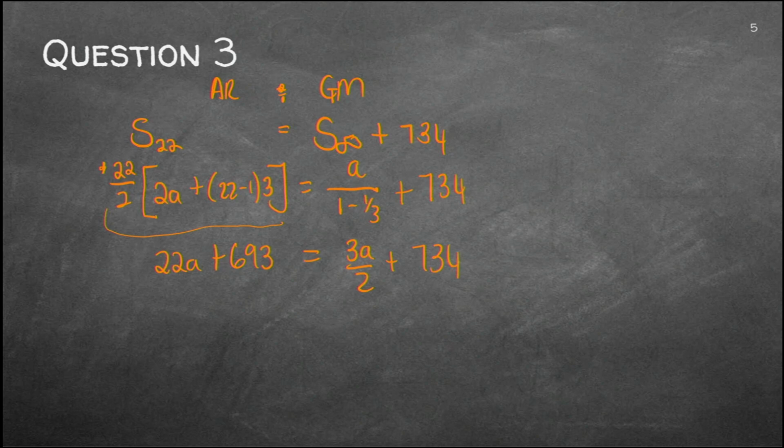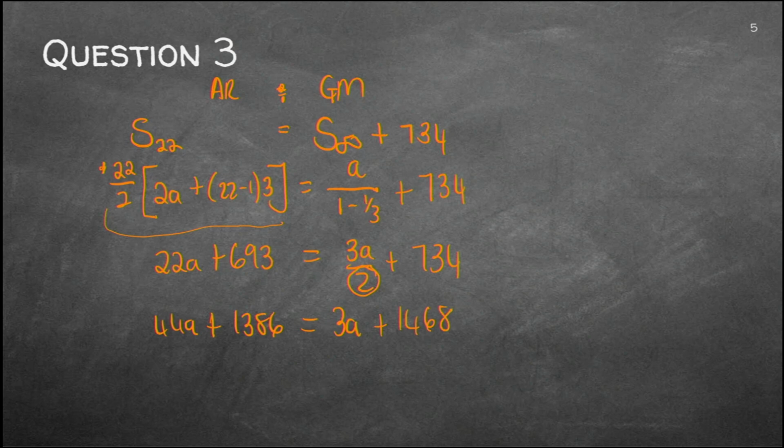Now I need to solve for a. So I'll typically take everything to the one side, multiply out with a 2 definitely. So that should maybe be the first option first. I need to get rid of this 2. 44a plus 1386 is equal to 3a plus 1468.